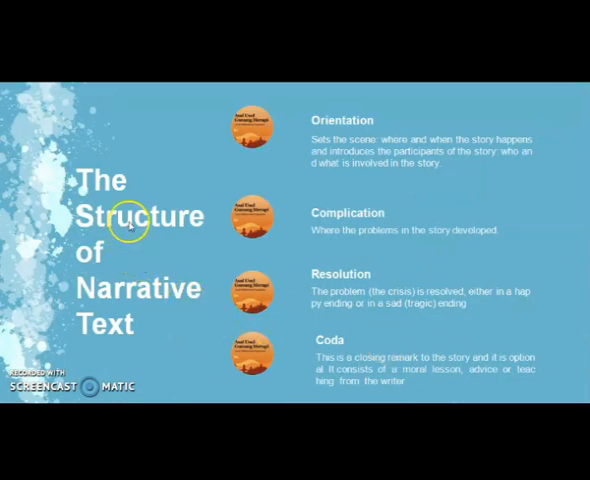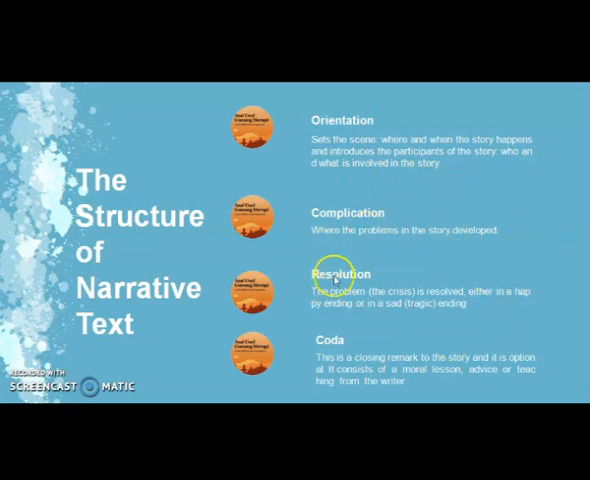Next, we move on to the structure of narrative text. The first one is orientation, which sets the scene, where and when the story happens, and introduces the participants of the story, who and what is involved in the story. Jadi orientation bisa dikatakan sebagai pembukaan, di mana dikenalkan tokoh-tokohnya dan tokoh-tokohnya seperti apa, mungkin di mana tokoh itu tinggal, seperti itu. Next, complication, where the problems in the story develop. Nah, di complication ini mulai terjadi pengenalan masalah atau problems.